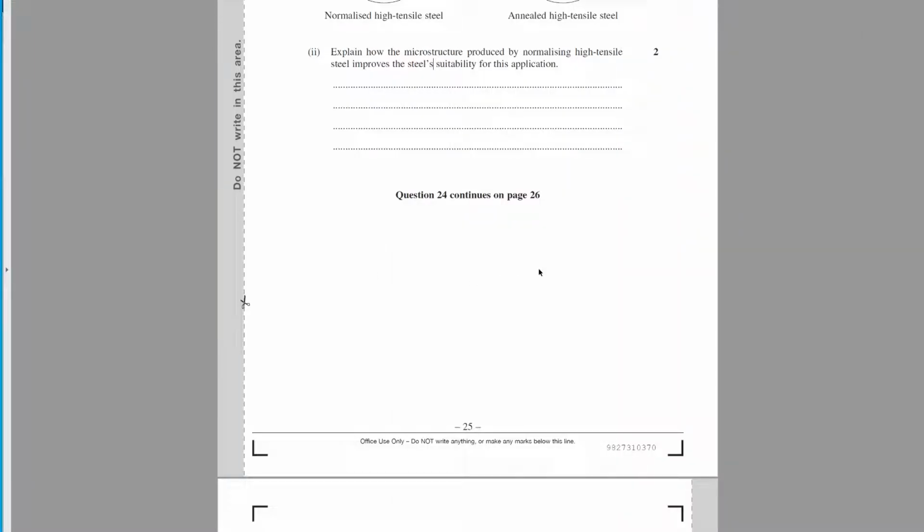Okay, so explain how. I can tell you, because I've seen similar questions to this, that for 2 marks, explain, you have to talk about the change in material properties, one change in material property and one change in microstructure. It says explicitly, explain how the microstructure. I really should include this question.